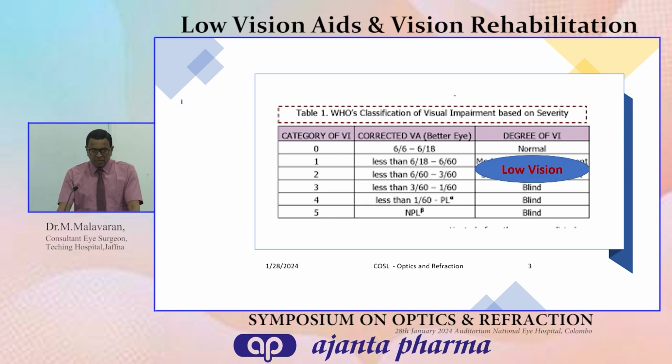So ultimately we have 3 groups: normal vision, low vision and blind. You know the disabilities, there are various disabilities: hearing, vision, mental, physical and all. So for vision, we have 2 groups of vision related disability, low vision as well as blind. That you should know.